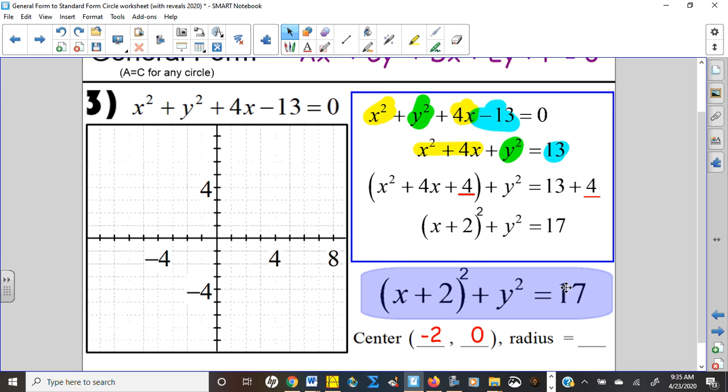Now this was freaking people out a little bit. 17 is not a perfect square. So the square root of 17 is the square root of 17. It doesn't even reduce, it's a radical. That's okay. We know that the square root of 16 is 4. So the square root of 17 is going to be just a tiny bit more than that.